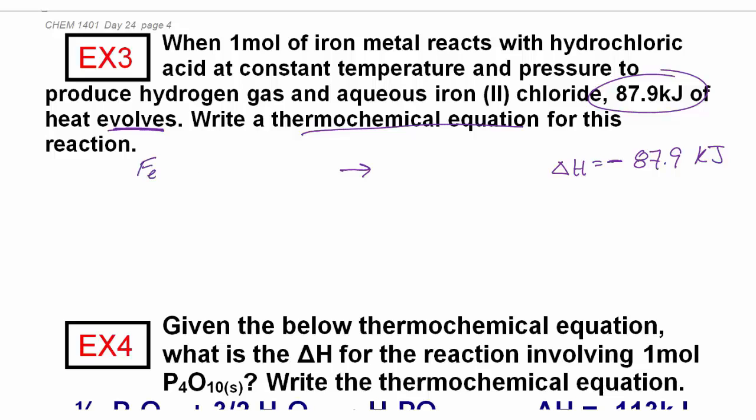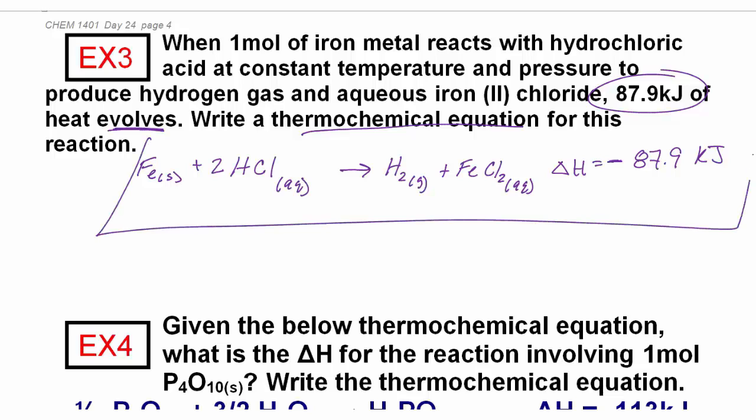Iron metal reacts with hydrochloric acid to produce hydrogen gas and aqueous iron 2 chloride. So we should have an aqueous here too then. Is it balanced? Just put a 2 in front of there. So here's our thermochemical equation. 1 mole of iron reacts with 2 moles of hydrochloric acid to produce a mole of hydrogen gas and a mole of iron 2 chloride, giving off 87.9 kilojoules of heat.